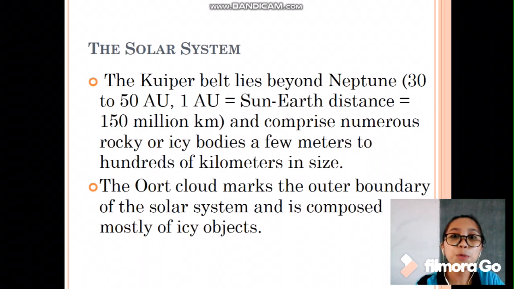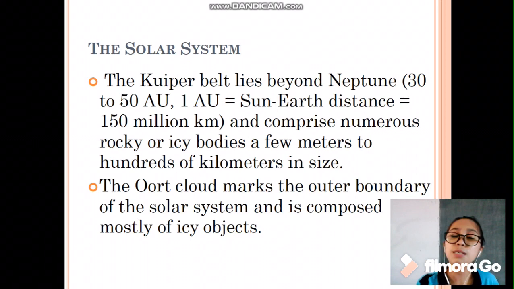So the Kuiper Belt lies beyond Neptune, 30 to 50 astronomical units, where 1 unit is the Sun-Earth distance of 150 million kilometers, and comprises numerous rocky or icy bodies a few meters to hundreds of kilometers in size. Then the Oort cloud marks the outer boundary of the solar system and is composed mostly of icy objects. Take note, the boundary is the Oort cloud.